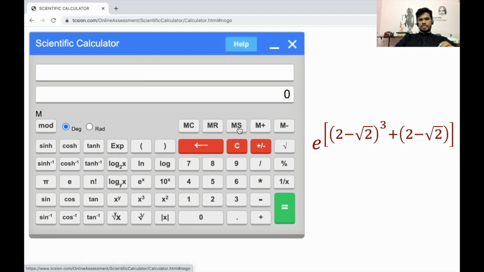To save something to memory, MS. To read something from memory, MR. So any expression that repeats again and again, you can save it in memory. So that's how this combination works.